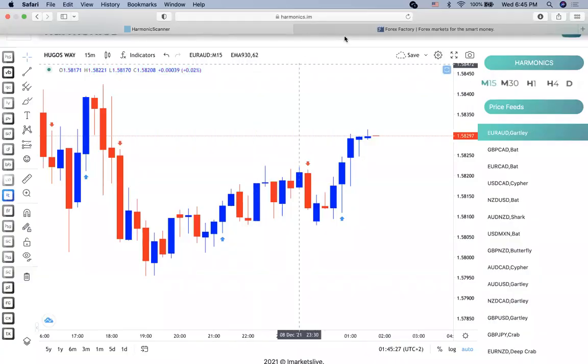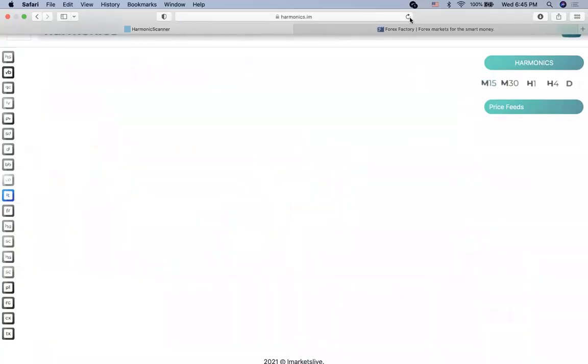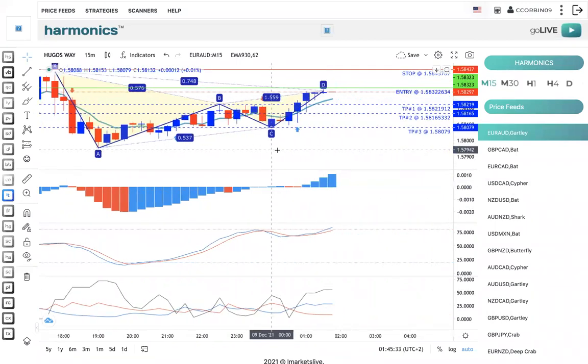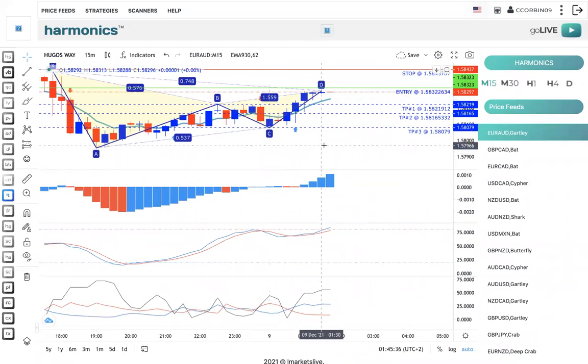So let's come back to the Harmonic Scanner, and I'm going to refresh it. Again, you log into this through harmonics.im. And if you do want access to a scanner that is pre-marked up and all you have to do is find your entry points, you must enroll within IM Mastery Academy to get access to these things. Now, you can recreate these things on other platforms, but why do extra work if you genuinely don't have to?